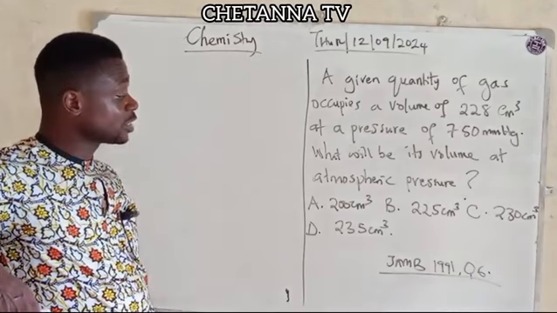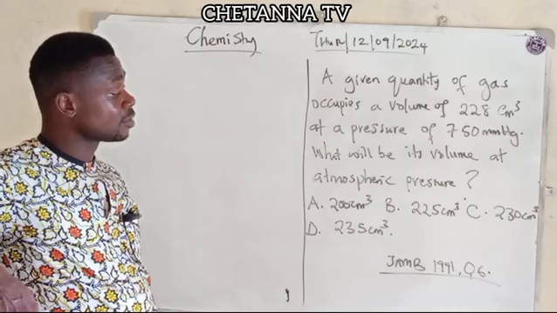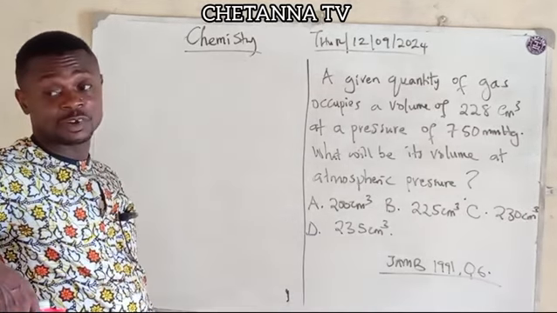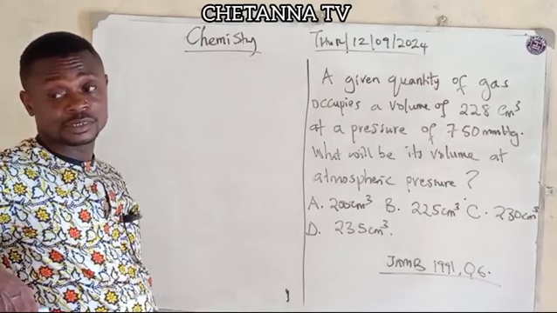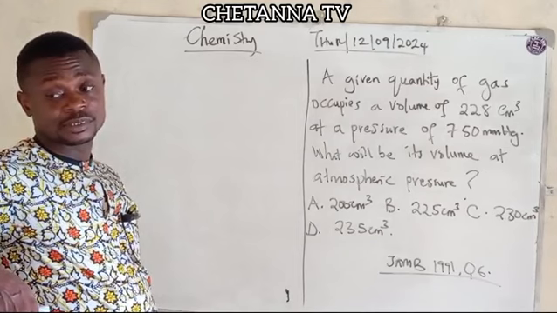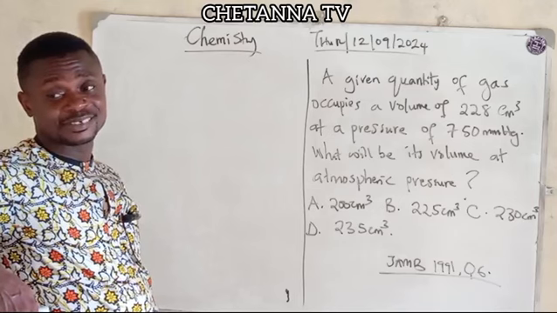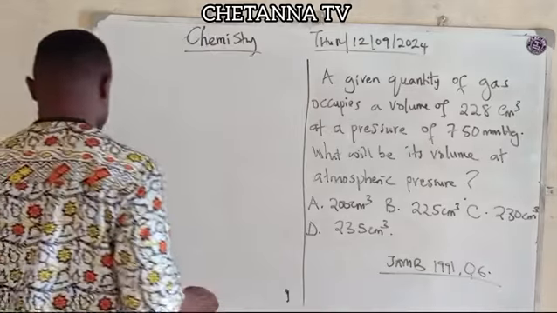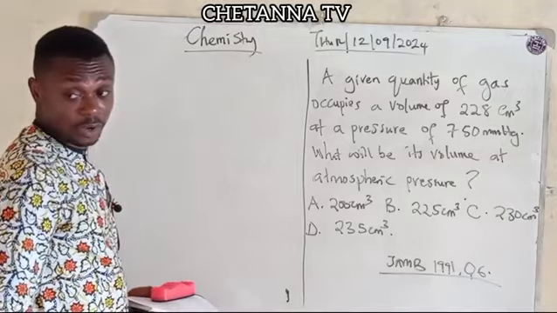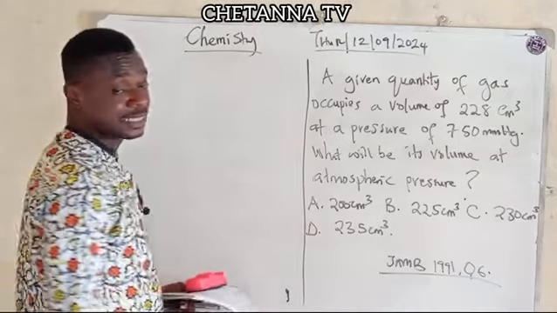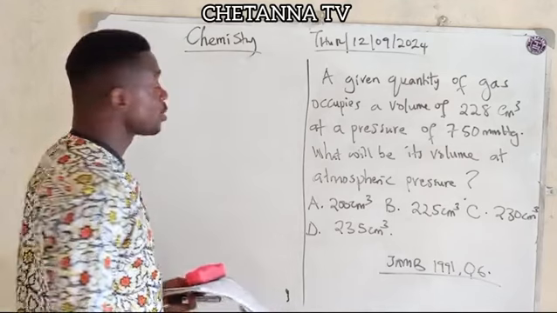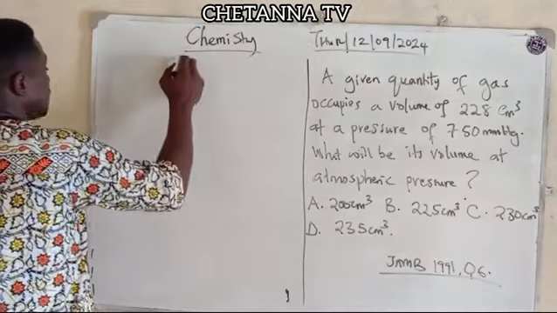What is atmospheric pressure? What is standard pressure? Atmospheric pressure is what? Okay, so that one is pressure. And 273 Kelvin is temperature. So let's solve this.